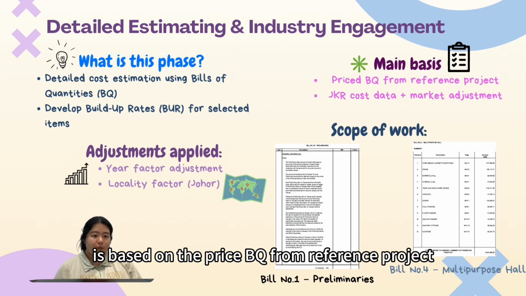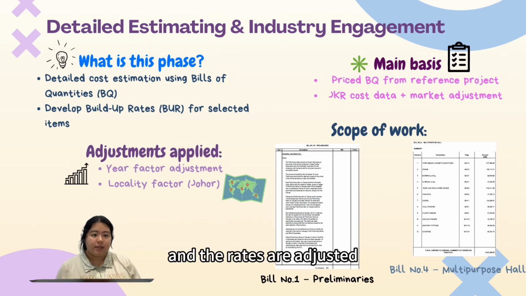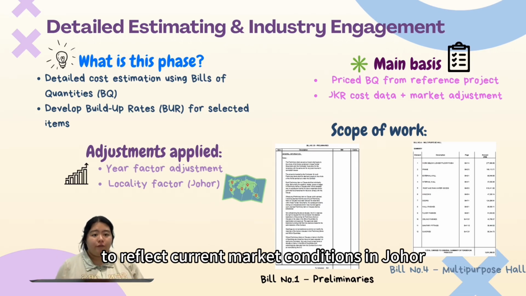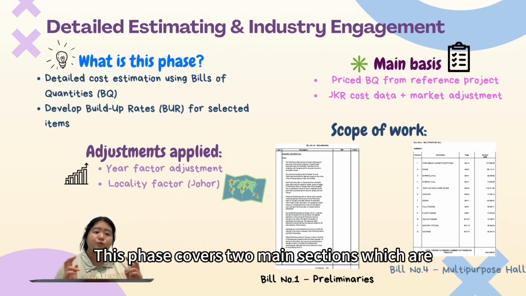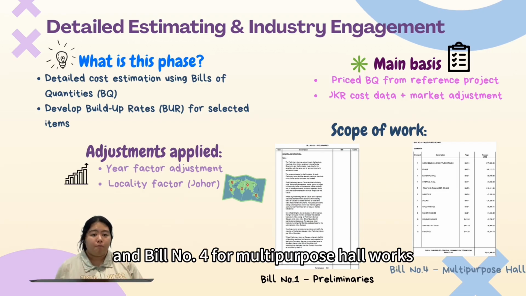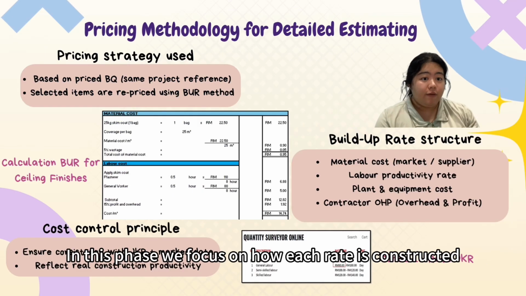This process is based on the priced BQ from the reference project, and the rates are adjusted using year factor and locality factor to reflect current market conditions in Johor. This phase covers two main sections, which are Bill number 1 for preliminaries and Bill number 4 for multi-purpose hall works. In this phase, we focus on how each rate is constructed.